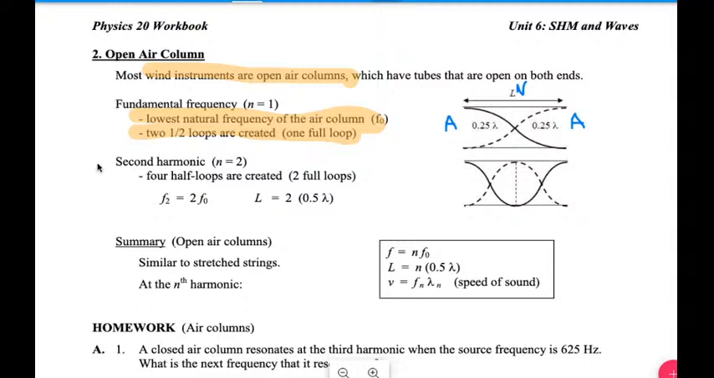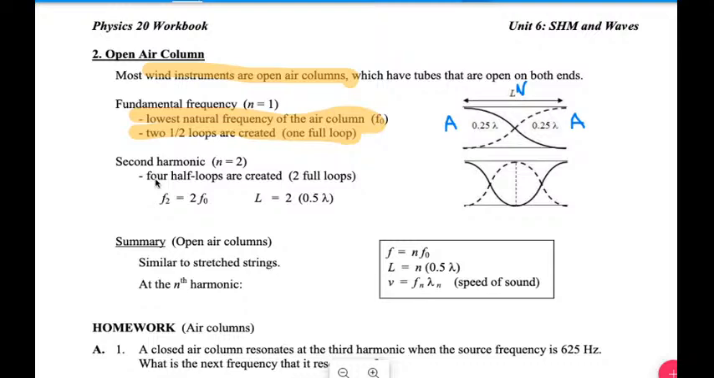So it's very similar to a string. The difference with the string is our string would look like this, where we have a node on each end instead of an antinode on each end, but it's still the same half wavelength. It's kind of like a sine graph compared to a cosine graph, only half of a period.